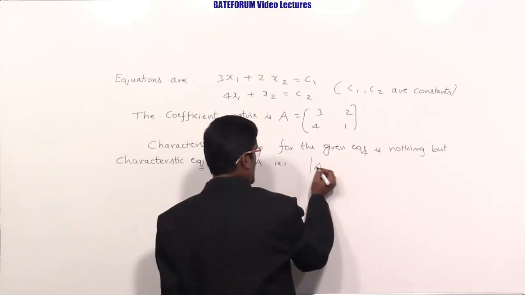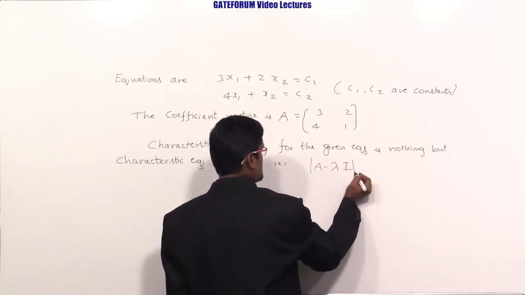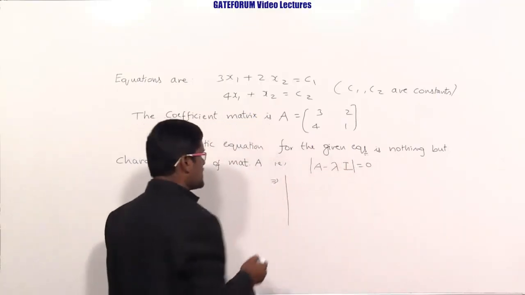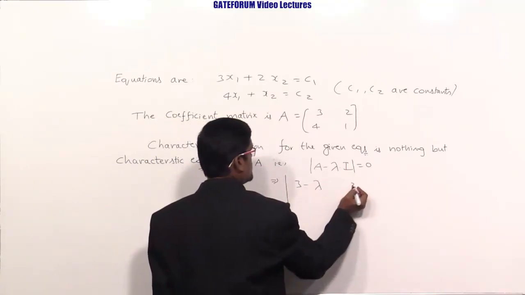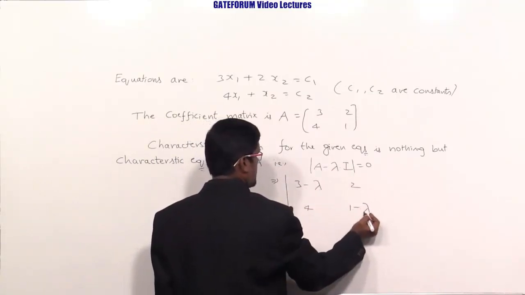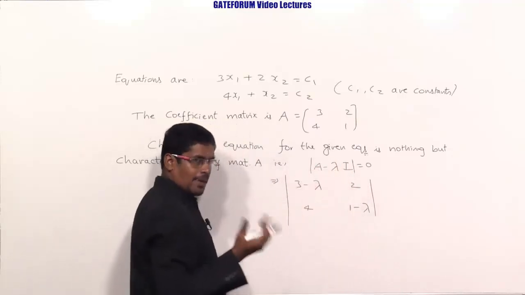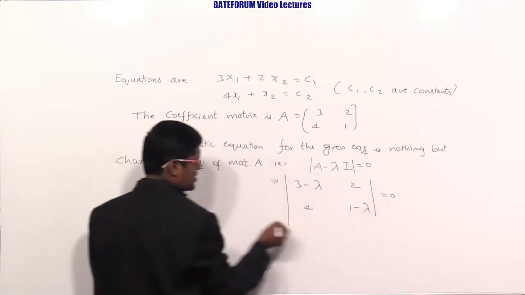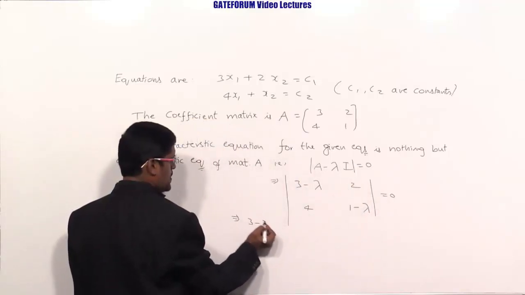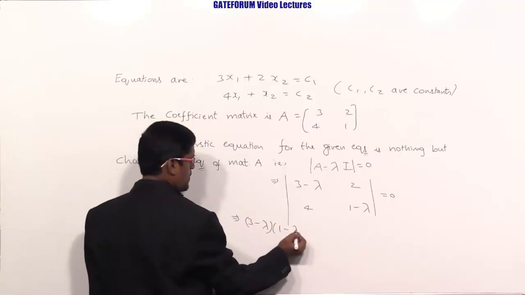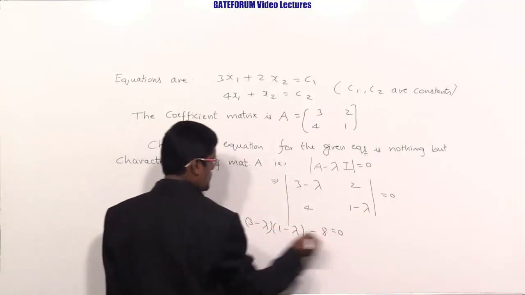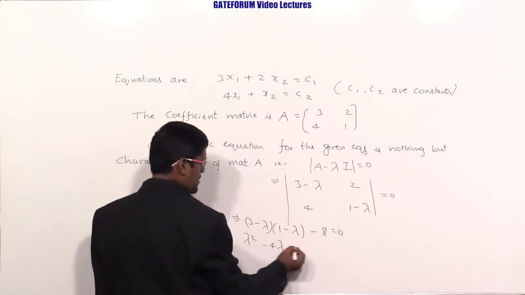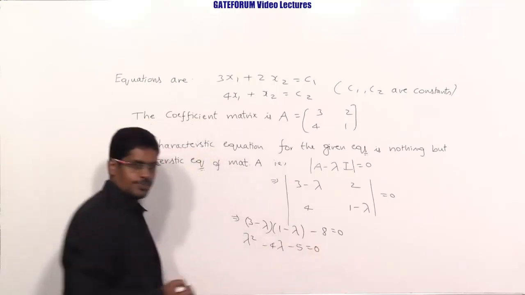Everyone knows how to find the characteristic equation: determinant of A minus lambda I, where I is the corresponding identity matrix, equal to 0. Subtract lambda from the diagonal elements: determinant of 3 minus lambda, 2, 4, 1 minus lambda equals 0. This looks like a 2 by 2 determinant, AD minus BC. So this simplifies to (3 minus lambda)(1 minus lambda) minus 8 is equal to 0, which simplifies to lambda square minus 4 lambda plus 3 minus 8, that is minus 5, is equal to 0.